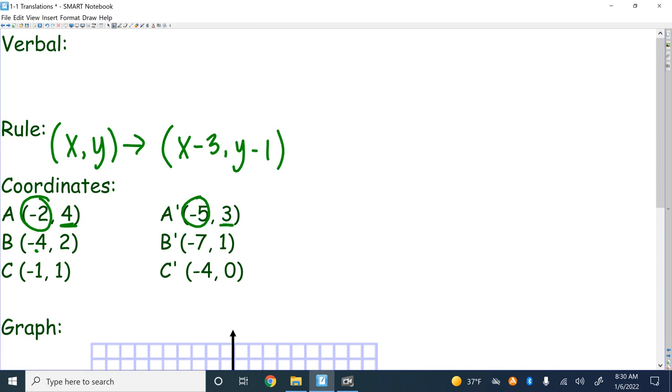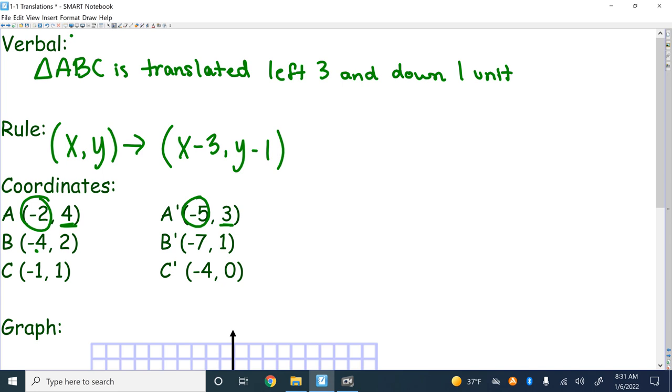Now, we're going to write our verbal statement similar to the one above, but we're going to cut out some stuff to make it easier for us. We don't have to say the original coordinates when we write the verbal statement, but you do need to use the word translate. So since both of these were triangles, we're going to start with saying triangle ABC is translated. Okay. And then how is it translated? Left three and down one unit. So left three units, down one unit, and there's our new triangle. The one above said, like, given triangle ABC with vertices at and so on. Just skip all that part. Just start with saying triangle ABC is translated this way, that way.